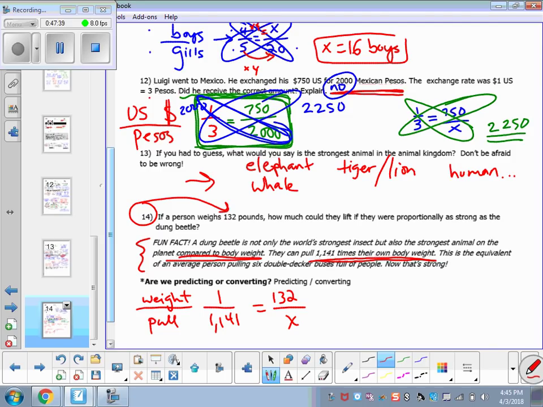So now we're going to cross multiply. 1,141 in your calculators times 132, and then we're going to divide by 1. So our answer here is 150,612 pounds.